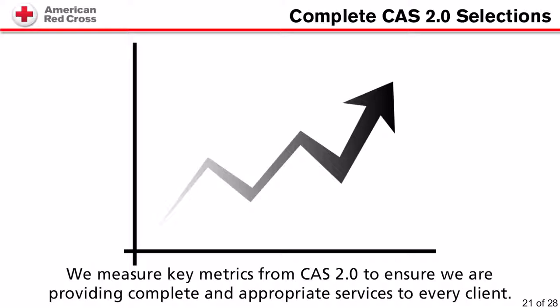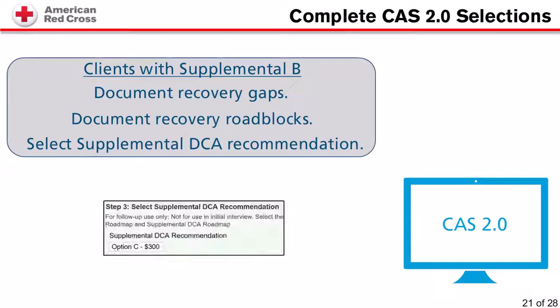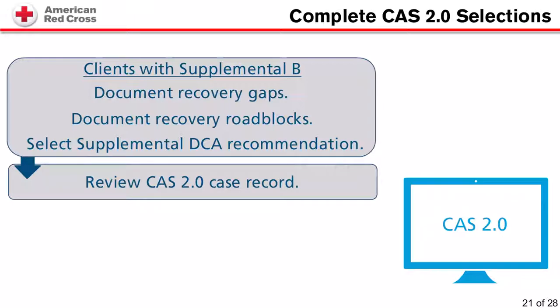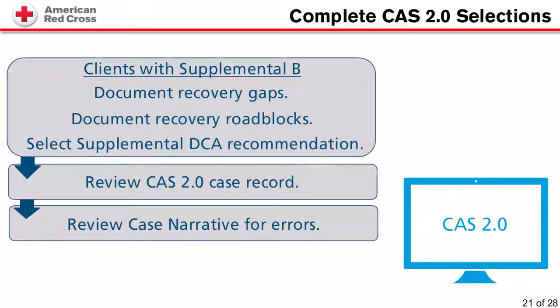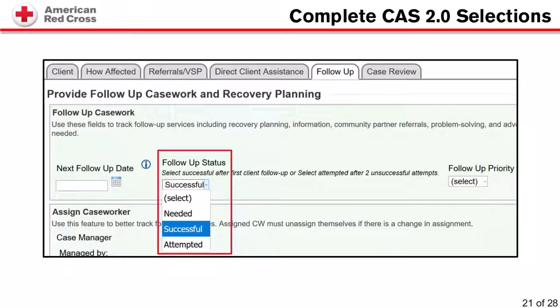Your chapter and region are measured on key metrics from CAS 2.0 to ensure we are providing complete and appropriate services to every client. Remember, after you document recovery gaps and recovery roadblocks, you must select a supplemental DCA recommendation for all clients who received immediate BDCA. Review the CAS 2.0 case record. Review your case narrative to make sure there are no errors remaining. Enter your name and today's date and select the follow-up status to Follow-up Successful on the Follow-up tab in CAS 2.0.